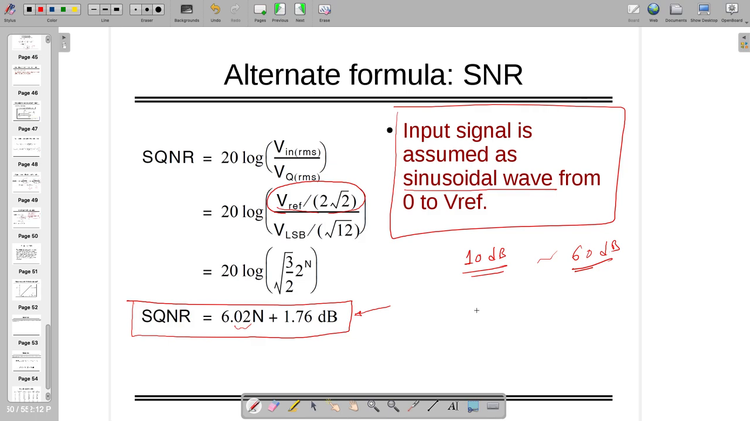And each bit is giving me a dynamic range of 6 dB. So look at this. If I am implementing one bit of ADC, how much SNR can I achieve with just 6.02 N? 6 dB. 2 bits, how much? 12 dB. And so on. So each bit is incrementing the SNR by 6 dB, or you can say the dynamic range is increased by double. Or if you increase the dynamic range by double, you can extract an extra bit out of it.